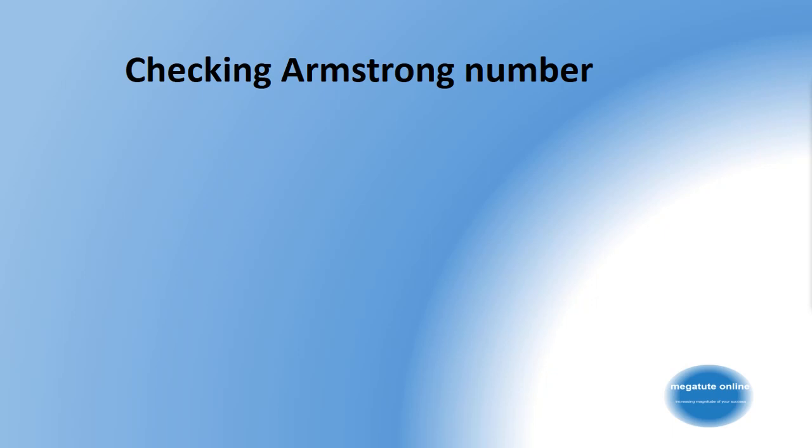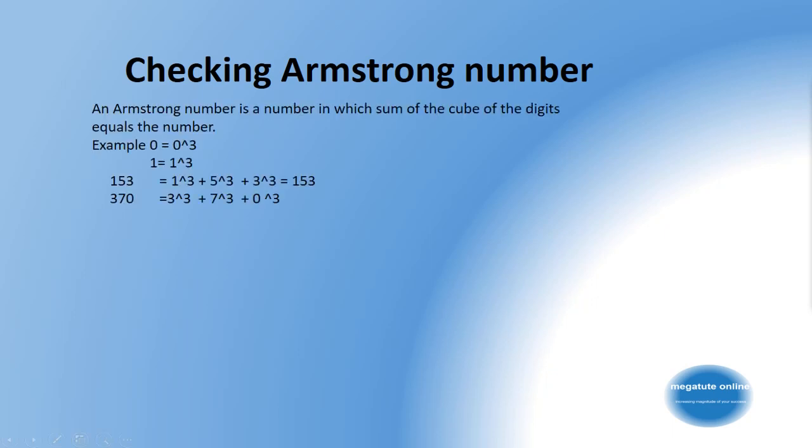What is an Armstrong number? So an Armstrong number is a number in which the sum of the cube of the digits equals the number. Let's take 0. It has one digit and the cube is 0 itself. Let's take 1. Only one digit and the cube is 1 itself. Let's take 153. 3 digits.